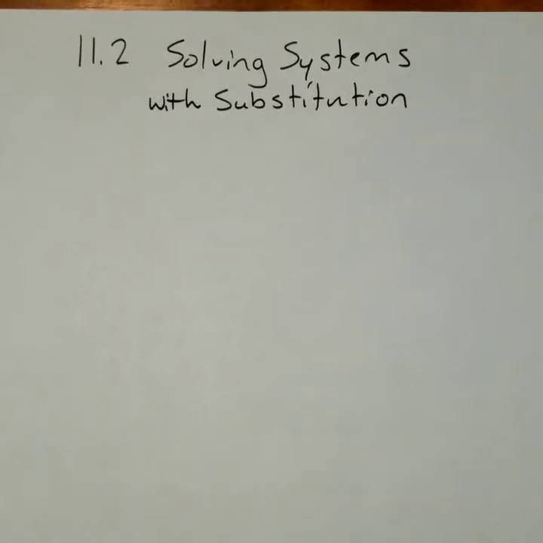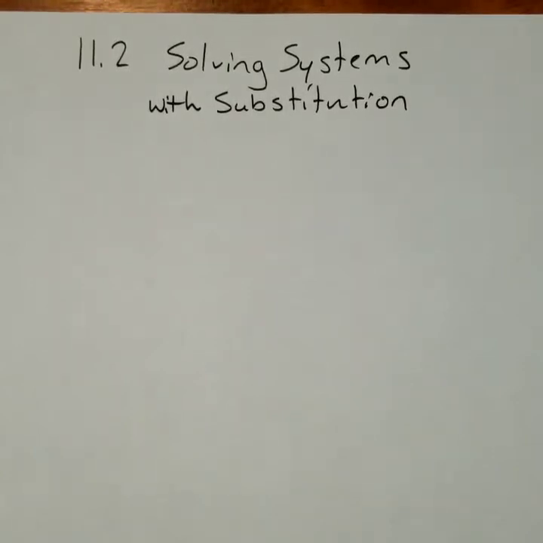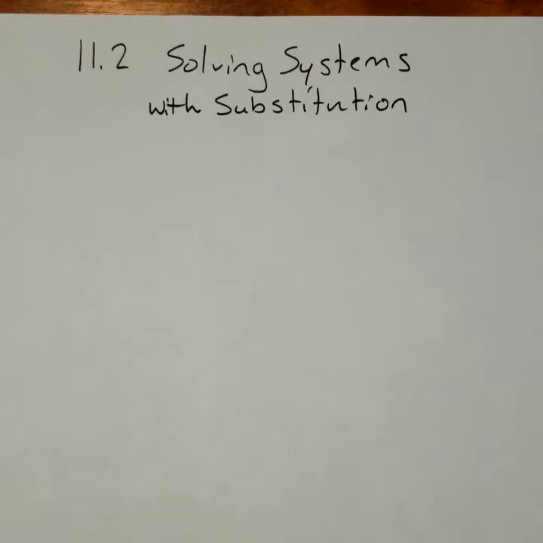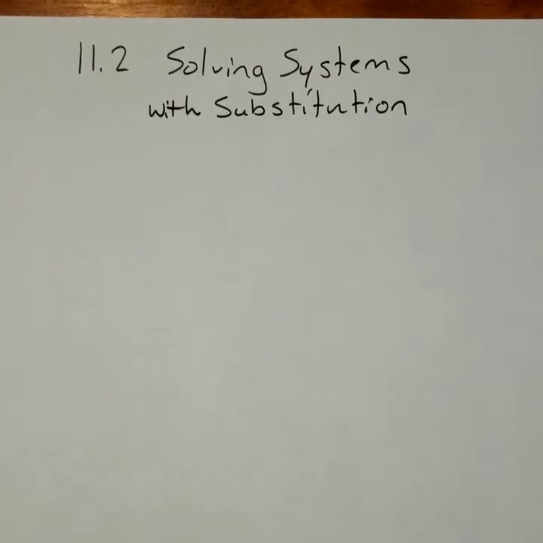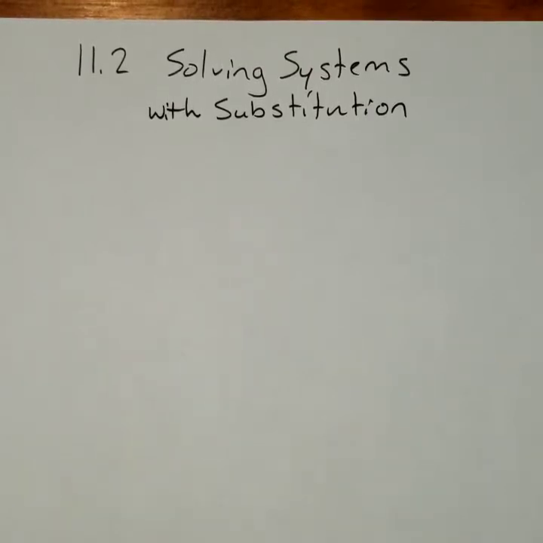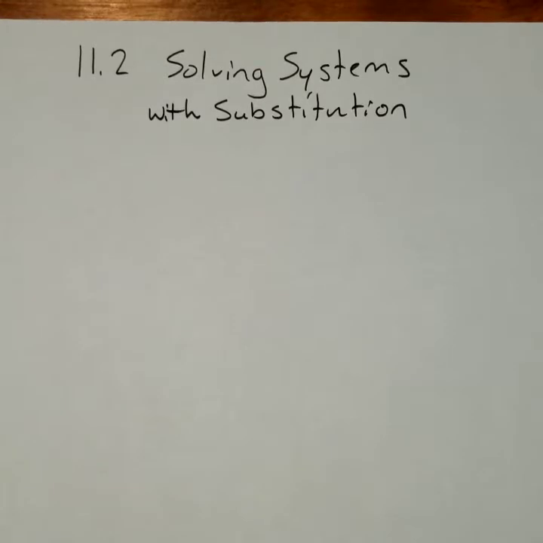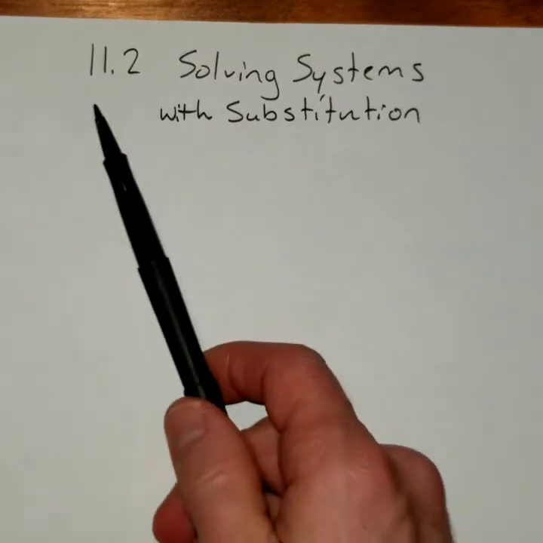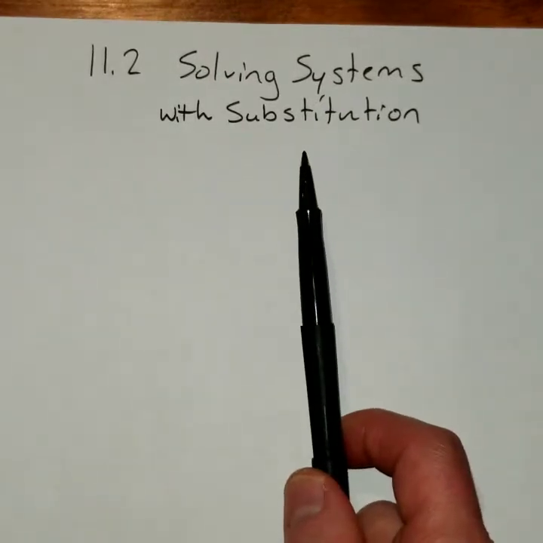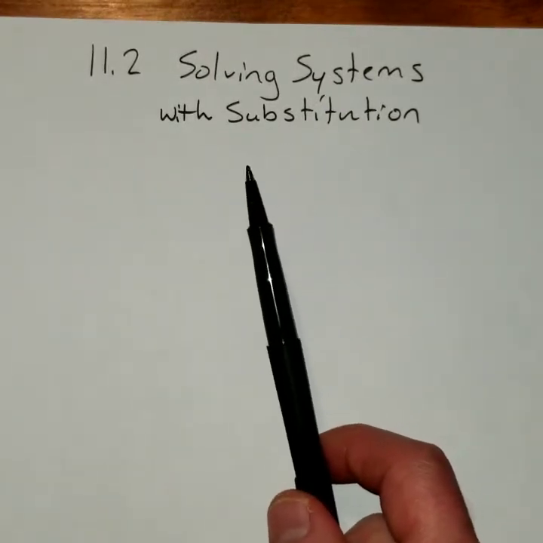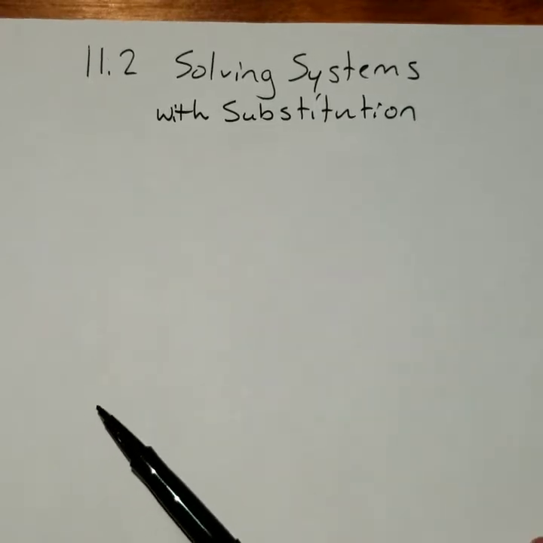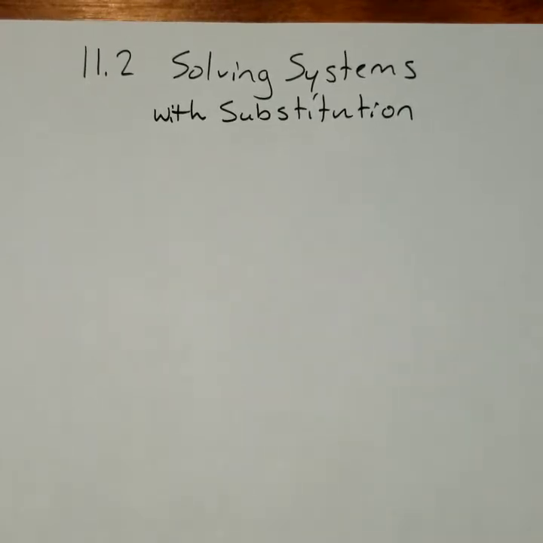Alright, so we're going to look at solving systems of equations in ways other than graphing. These are going to be more algebraic methods, so that we don't have to rely on accurate graphs to solve. There are two methods we're going to look at in this class. The first one, in section 11.2, is called substitution, and then in 11.3 we'll look at a method called addition.